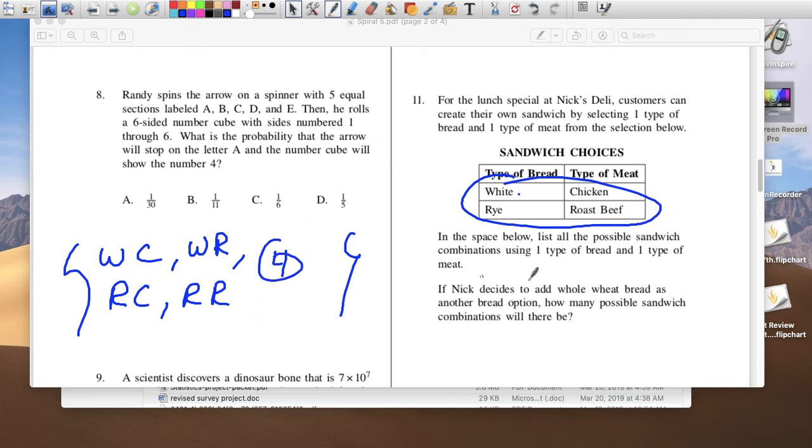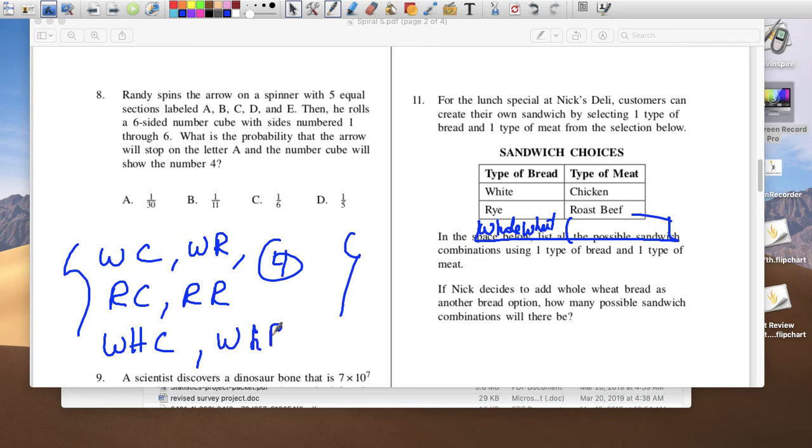Okay. Now, if you add whole wheat bread, so let me pretend there was another category here, whole wheat. How many different sandwiches can I make now? That's not that hard. So with whole wheat, let me just write WH for whole wheat and chicken, and I can get whole wheat and roast beef. So now I can have 6 different types. If you use the fundamental counting principle, how many choices of bread do we have? 3. How many choices of meat do we have? 2. So that gives us 6 different combinations.